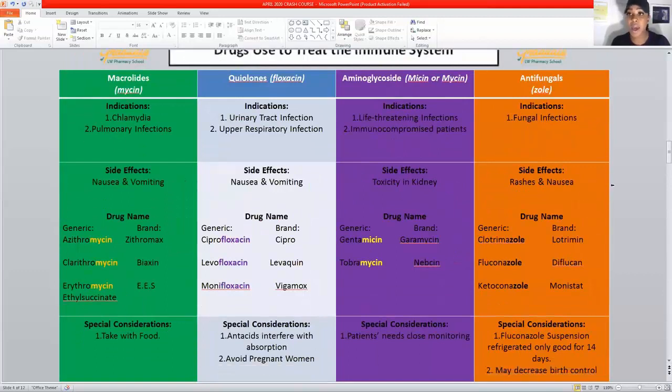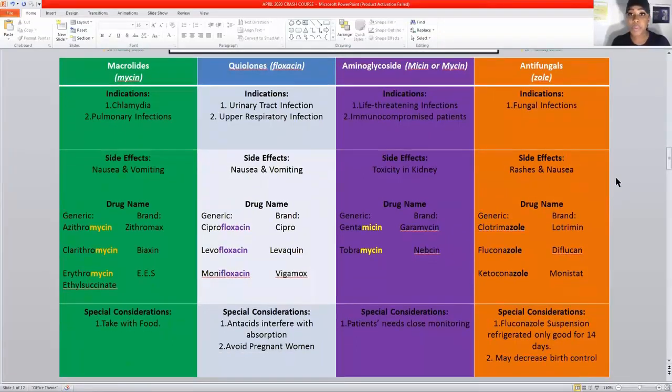All right, so here we go. We're moving on. Macrolides. Every time, my screen just started jumping from slide to slide. I don't understand it. We're still talking about drugs that are used to treat the immune system.